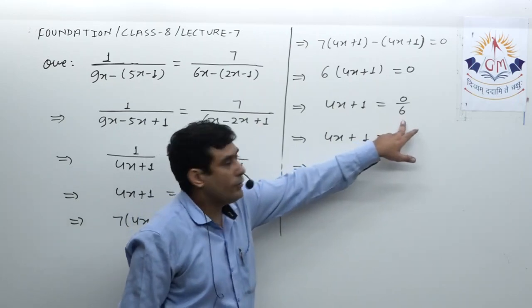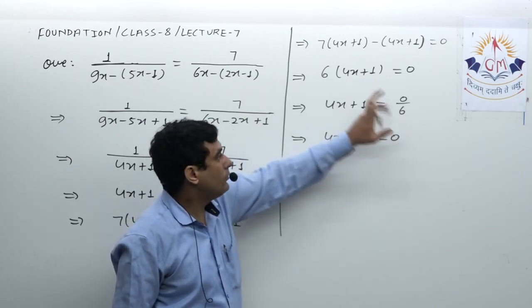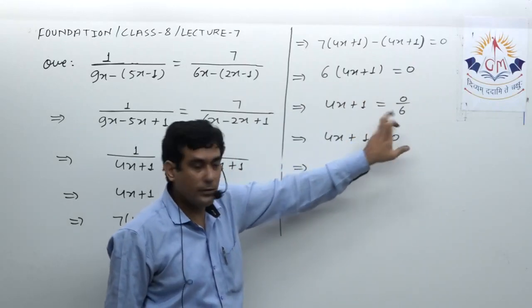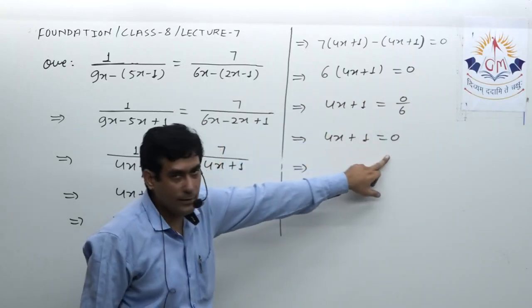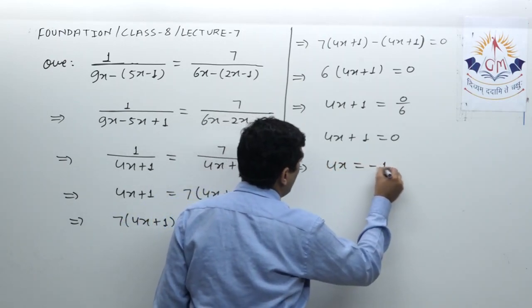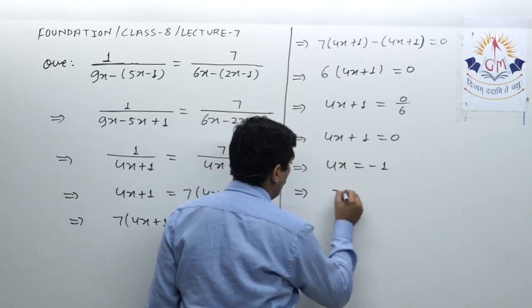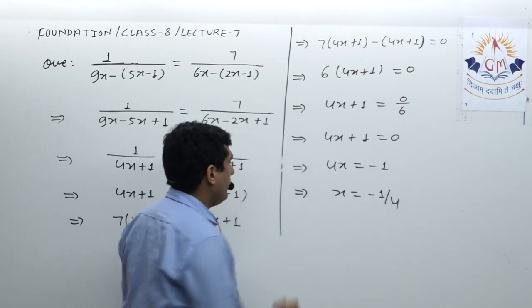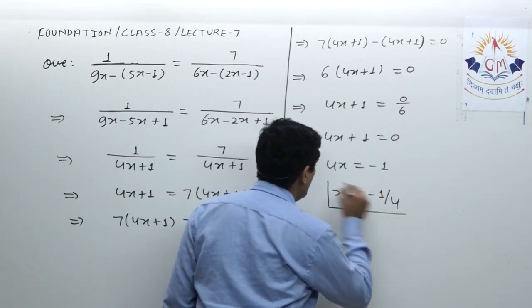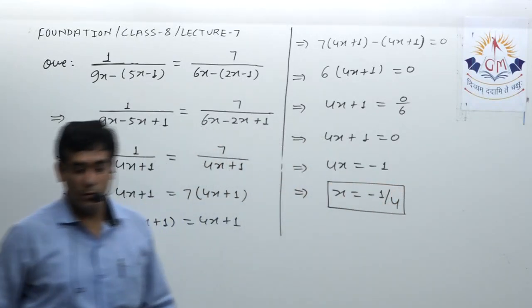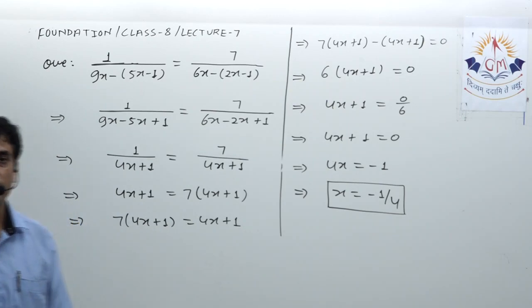Now this step was actually not required. I just wrote it for your better understanding. When it is 0 upon 6, by default I can write 0, but I wrote 0 upon 6. In the next step I wrote 0. Now 4x is equal to minus 1. Therefore x is equal to minus 1 by 4. So this is also a way to get a solution. This is my final answer. So please note it down, this is the second way as well.